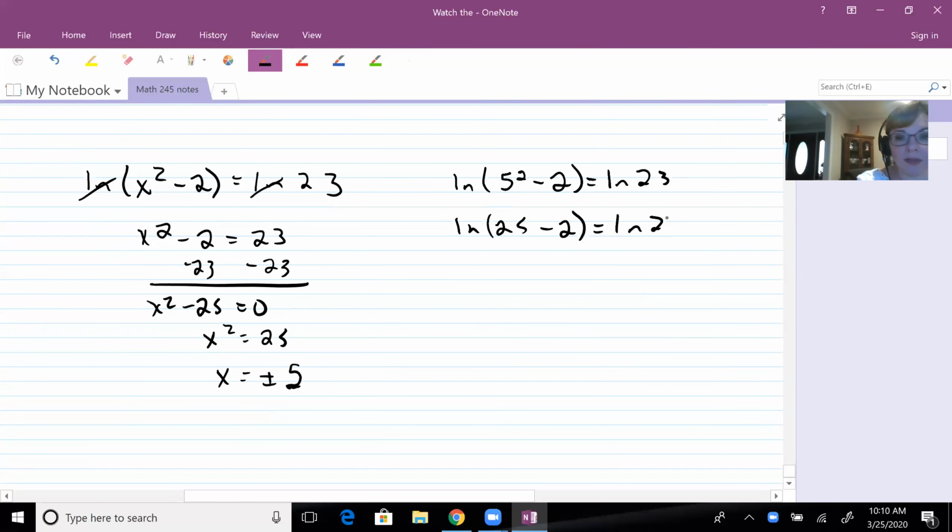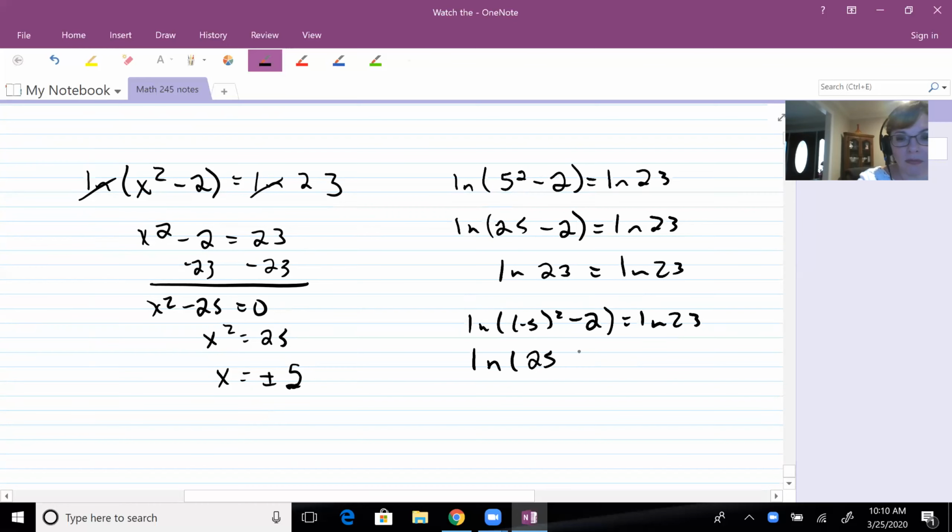25 minus 2 is indeed 23, so that one's good. And then when I plug in a negative 5, that one works too. So two solutions to that equation, a positive 5 and a negative 5.